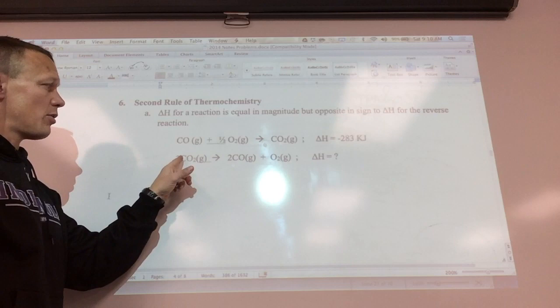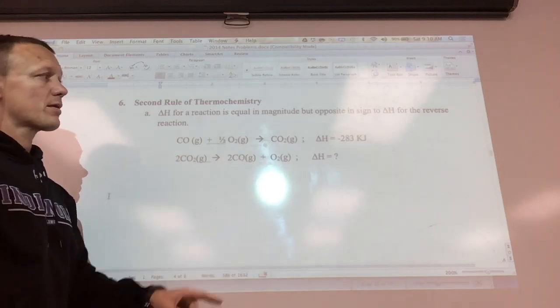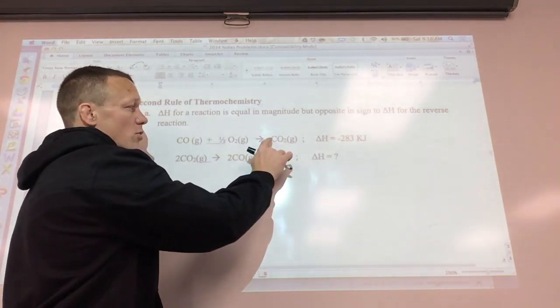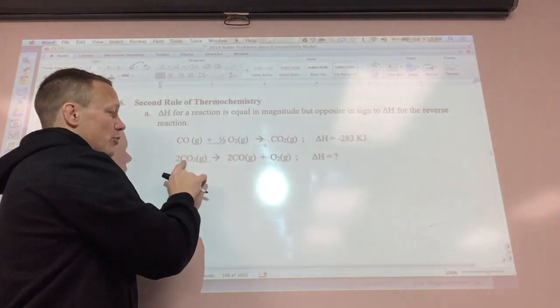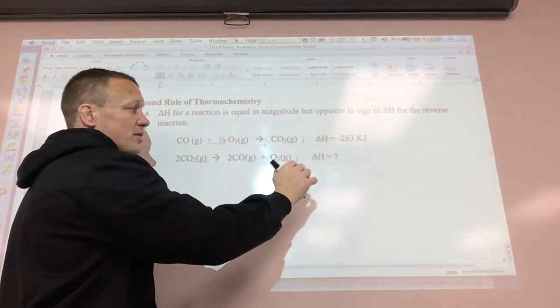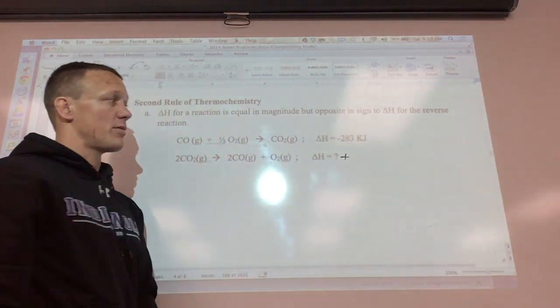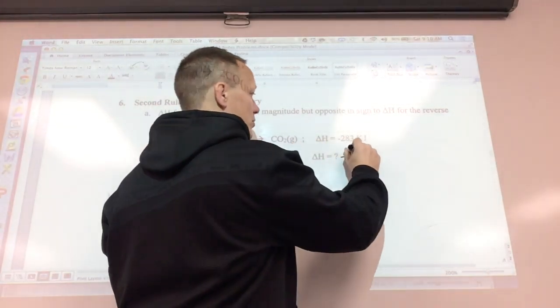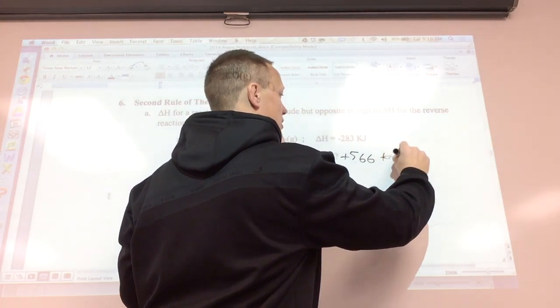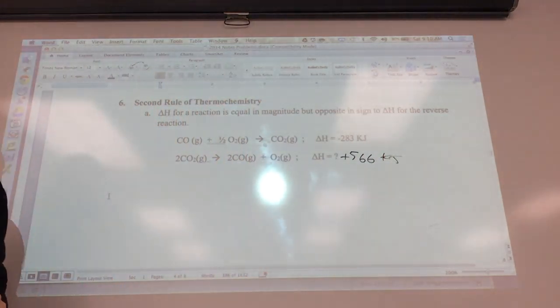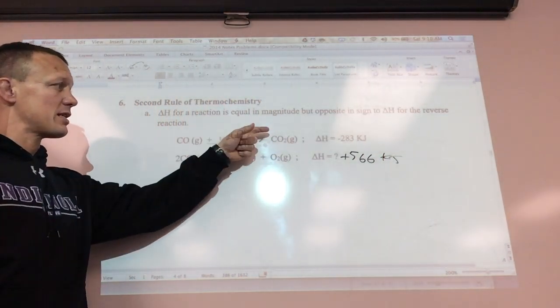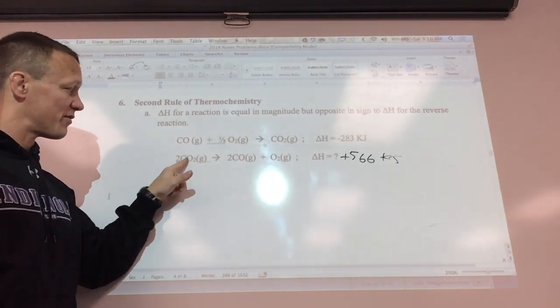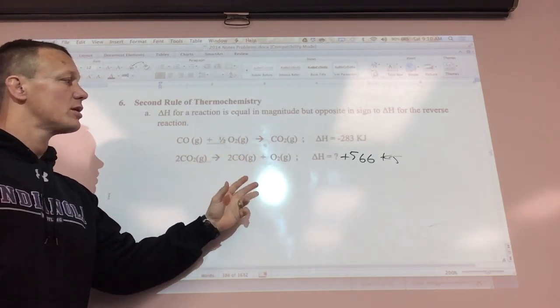But we also have doubled the coefficients. So remember, this is kilojoules per mole of this. So if we make it per 2 moles of this, it's going to double that. So we've got to flip the sign so it's not going to be negative. It's going to be endothermic. And we would need to double this number. So it'd be 566 kilojoules. So the reaction going this way is exothermic. This way is endothermic. We have to add heat to make this break apart. Double the number.